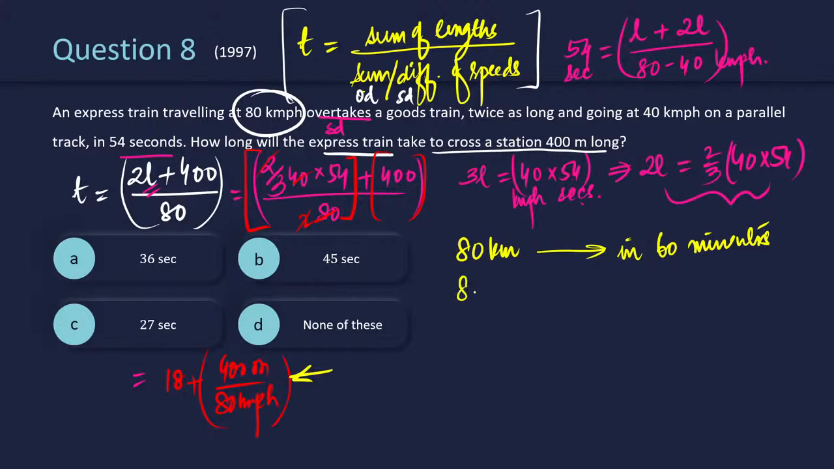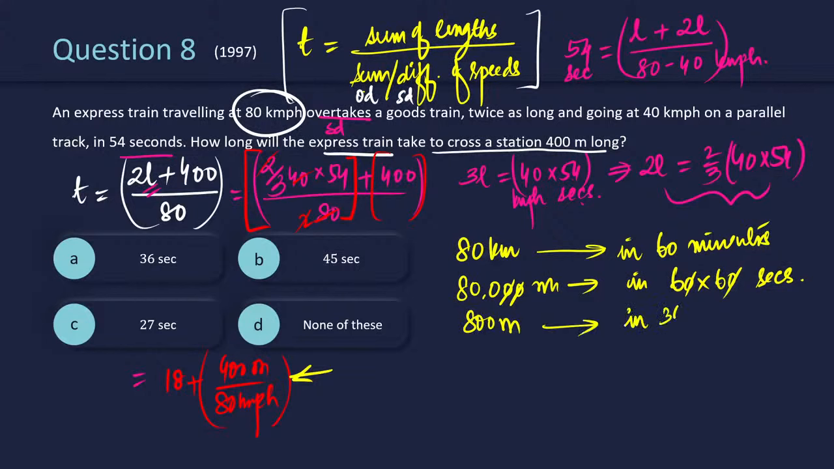Or can I say, remember 1 kilometer is 1000 meters. So can we say 80,000 meters in, can I say 60 minutes is 60 into 60 seconds? So what you will realize is 0, 0, 0, 0 goes away from both the sides. What I get is 800 meters in 36 seconds.